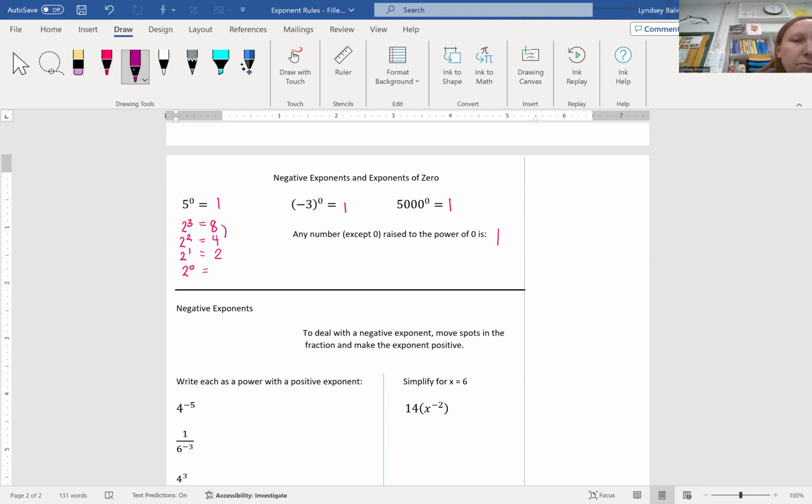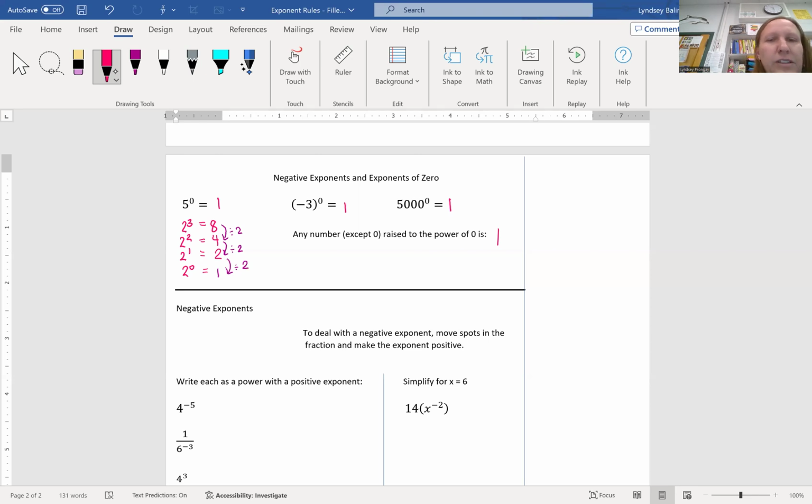As we do this, we would know that 8 divided by 2 is 4. 4 divided by 2 is 2. And then 2 divided by 2 is 1. Okay, and you can do this with any number. So anything raised to the power of 0 is going to just equal 1. You just got to know that, and that's it. Super easy.